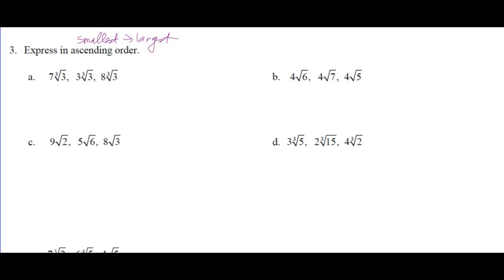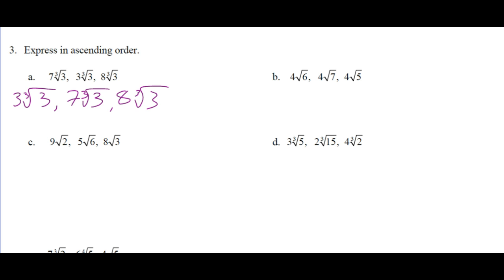Okay, so 7 cube root 3. Okay, so I got to cube the 7, that's 343, right? And then I have to multiply that by... Oh, wait a sec. No, hang on. They're all the same, right? So ascending, what's the answer? 3 cube root 3, 7 cube root 3, and 8 cube root 3, right? Those guys are all the same, but yeah. Now, 4 root 6, 4 root 7, 4 root 5. Okay, that should be kind of obvious. What's it going to be?